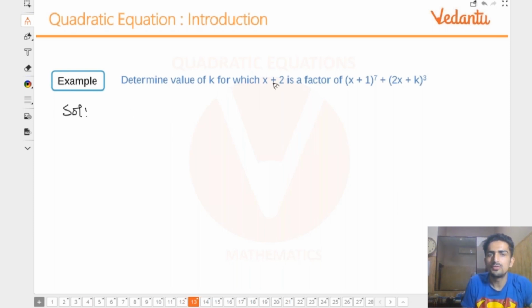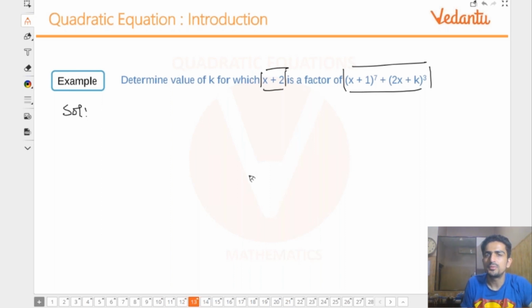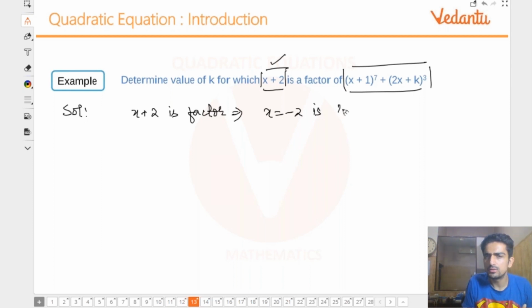Determine K for which this is factor of this. Easy. Factor theorem. If this is factor, then obviously -2 should be root. Now, if -2 is root, then this should be 0 at -2. Let me call this as P of x. Then P of -2 should be 0.